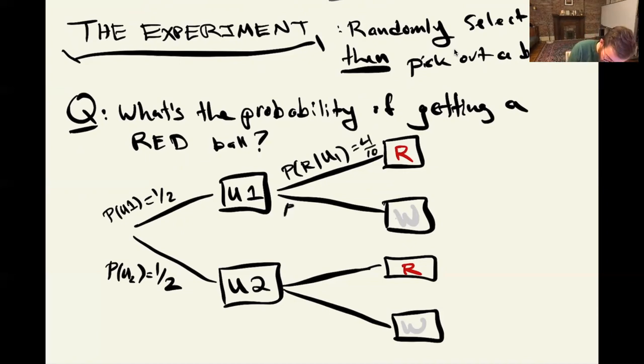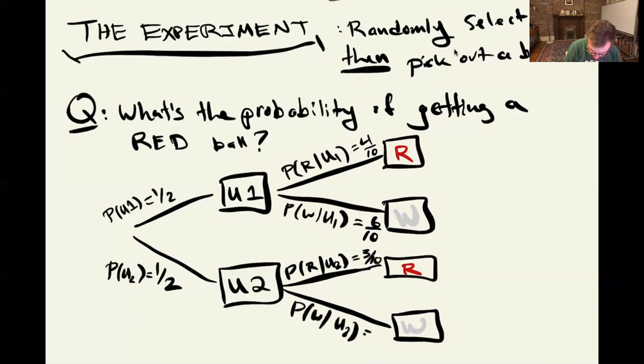And over here, the probability of a white ball given that we picked from urn 1 is going to be the complement, 6 out of 10. Similarly, over here, we get the probability of a red ball, assuming we picked from urn 2, slightly lower because there are only 3 red balls. And then over here, the probability of a white ball, assuming we picked from urn 2, is the complement, which is 7 out of 10.